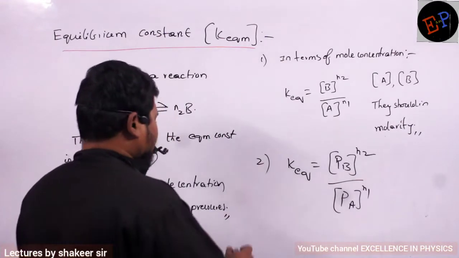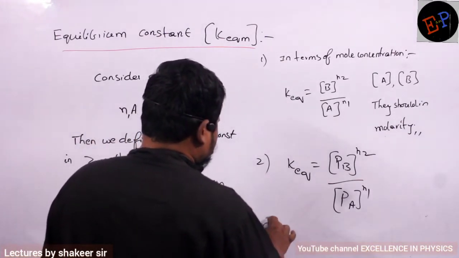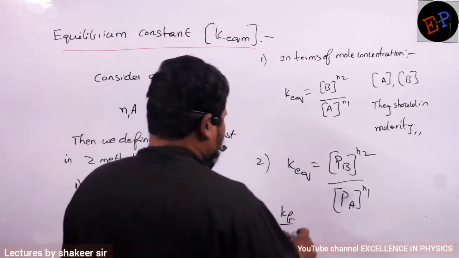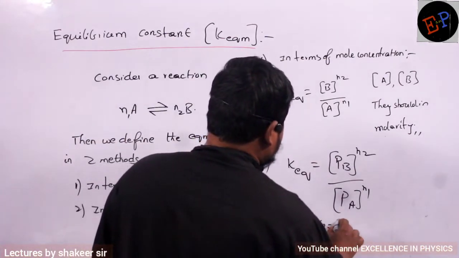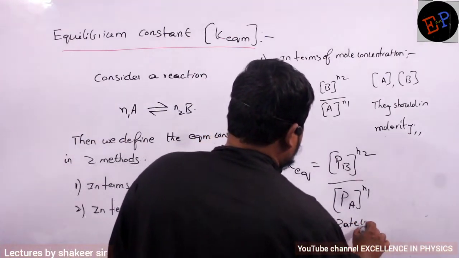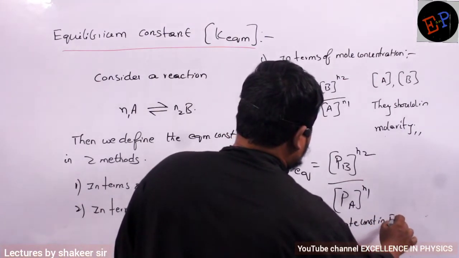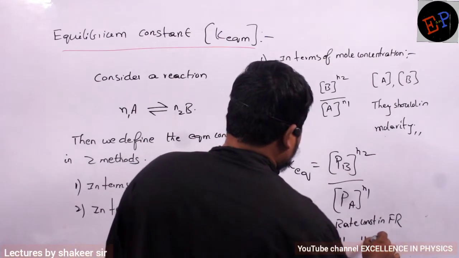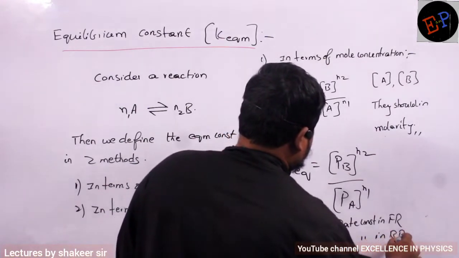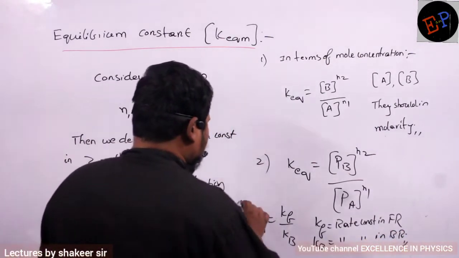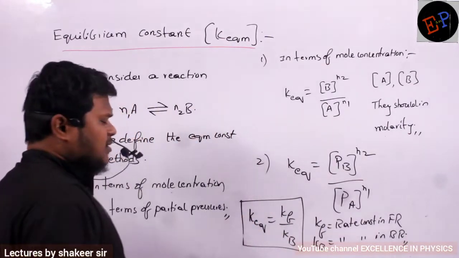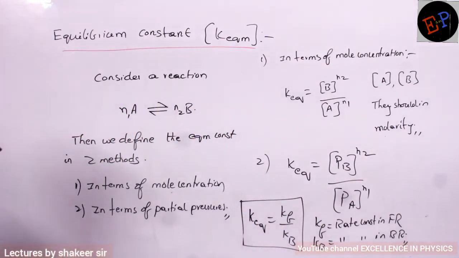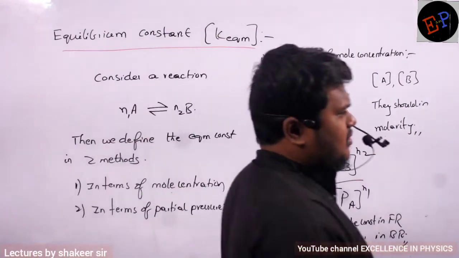Also we can write K equilibrium is equal to Kf divided by Kb. What is Kf here? Kf is called the rate constant in forward reaction, and Kb is called the rate constant in backward reaction. So you can write K equilibrium is equal to Kf divided by Kb. So these are the methods of writing the equilibrium constant.